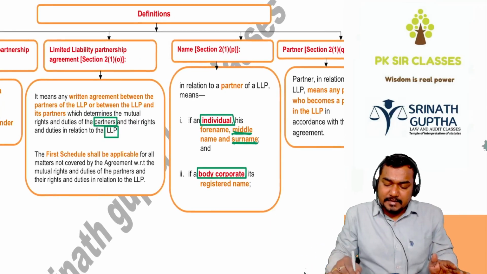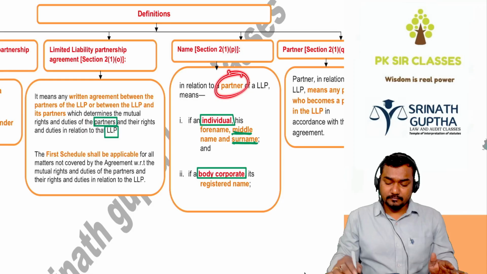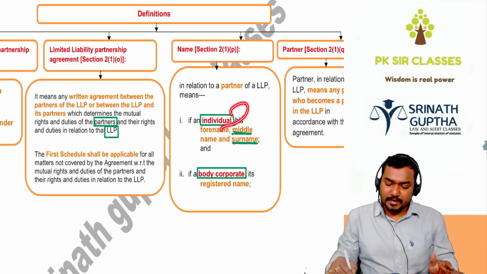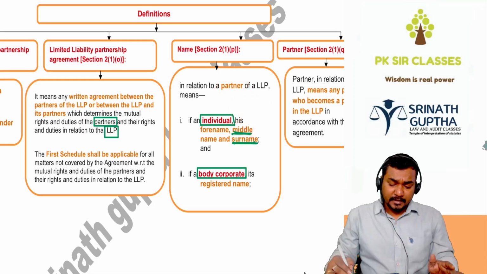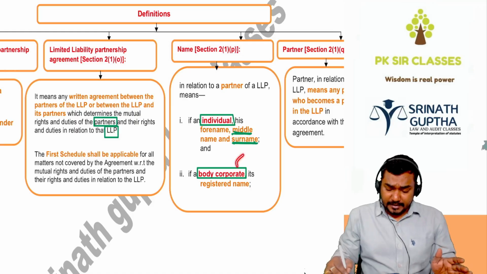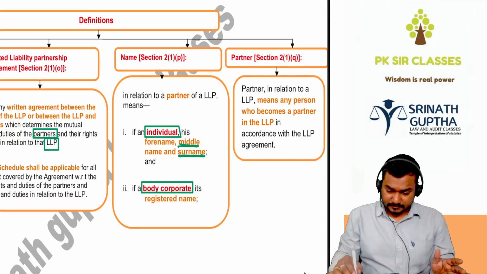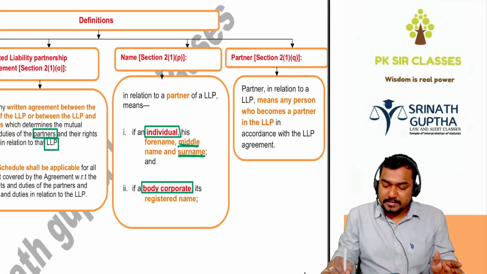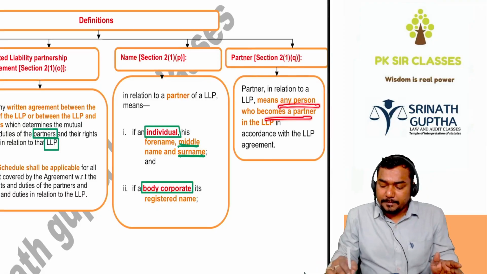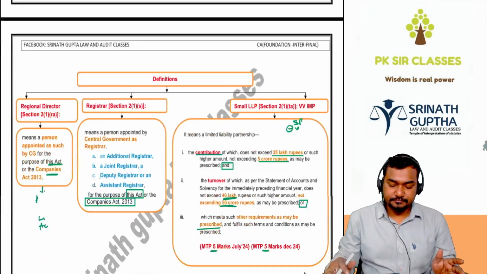Name means name of the partner. If it's an individual, name includes first name, middle name and surname. If the partner is a body corporate, it is the registered name. Partner means any person who becomes a partner of the LLP as per the LLP Act.